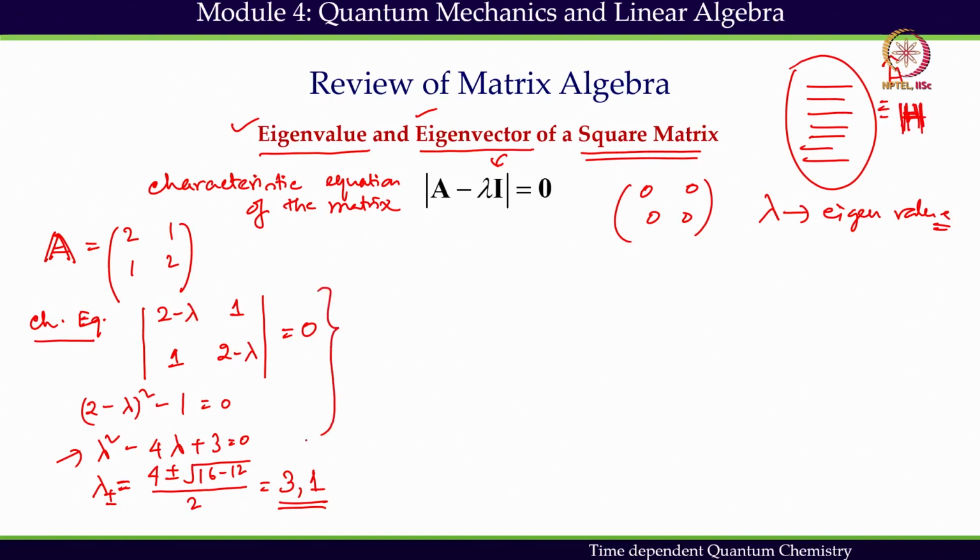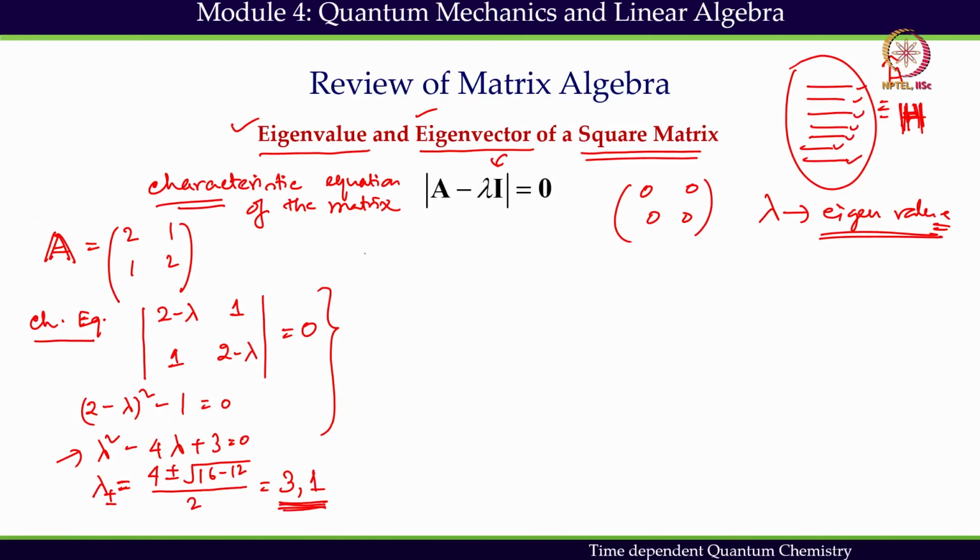We will not follow this procedure. There are other, more convenient procedures available, not using this characteristic equation. I will present what kind of convenient procedures are available. But let us say I have a convenient procedure to get the eigenvalues. Once I get the eigenvalues, it means that I am getting all the energy levels. Here, because it is 2 by 2, I get only 2 eigenvalues.